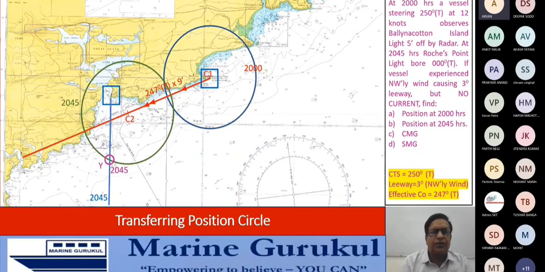Now we transfer C1 C2 both in direction and magnitude through Y, and where it cuts the 2000 hour position circle, this point X is the position of the vessel at 2000 hours. So X is the position at 2000 hours, Y is the position at 2045, XY is the course made good, and XY distance is the distance made good in 45 minutes, giving us the speed made good.